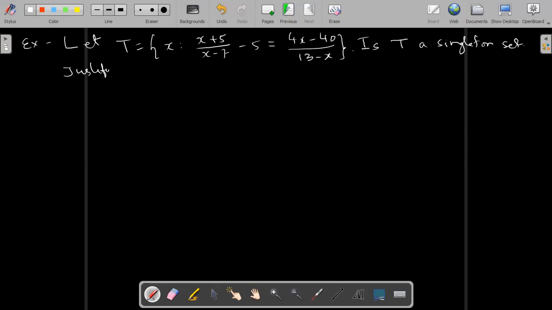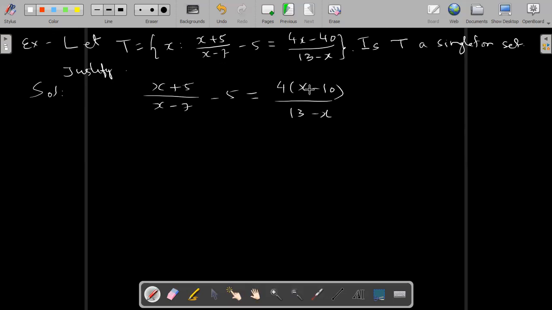Justify means we cannot write directly. We have to show that it has only one element. So as we have been given this condition, we have to solve this to find out whether it has one element or more elements. So we will solve this equation: (x plus 5) upon (x minus 7) minus 5 is equal to 4x minus 40. We can take out common 4, so it will become 4 times (x minus 10) by (13 minus x).